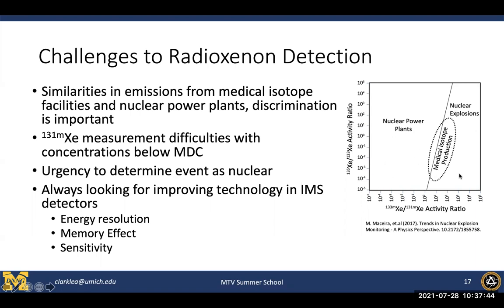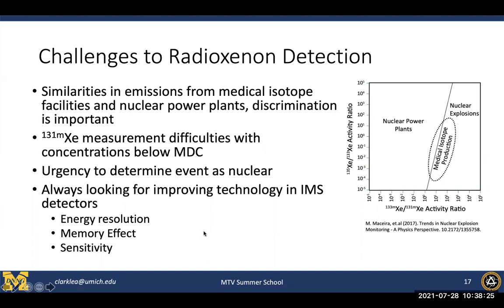their agenda. So here we have this example again, where before I showed this, it was a little bit easier to distinguish between the nuclear power plants and these nuclear explosions. But we have this gray area for medical isotope production in these types of activity ratio plots. In particular, another challenge is that the xenon-131 metastable measurement is difficult to do because its concentrations are below the minimal detectable concentration.